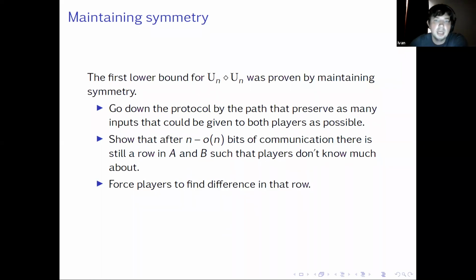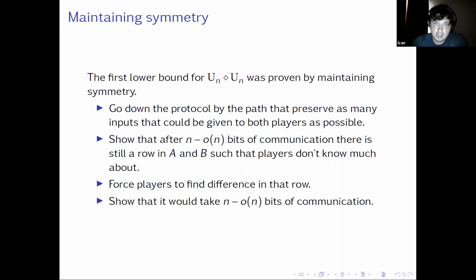Okay, so then we need to force the players to actually find a difference in that row. We need to show that the protocol would only be correct if it outputs the difference in that particular row that we haven't touched much. And then you show that because there are still a lot of options for that row for both players, it still would require roughly n bits of communication to find that bit of difference. Okay, so that was the Impagliazzo strategy.